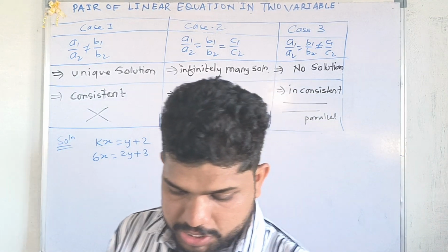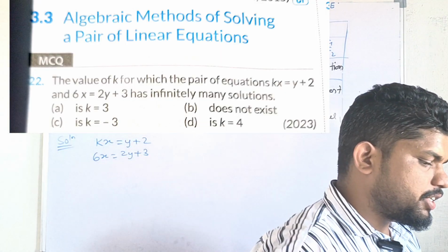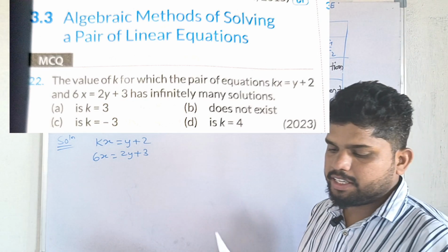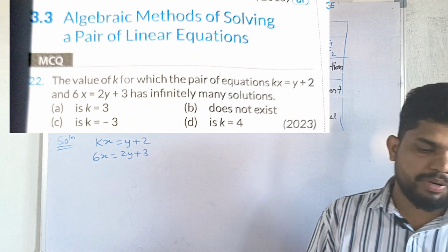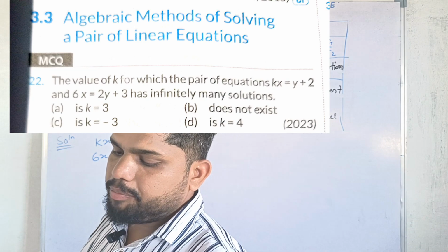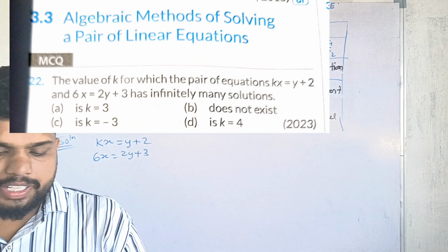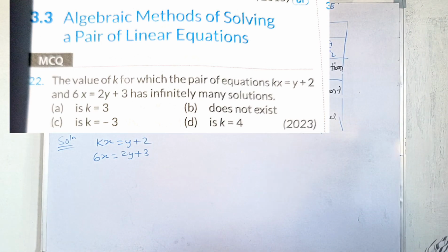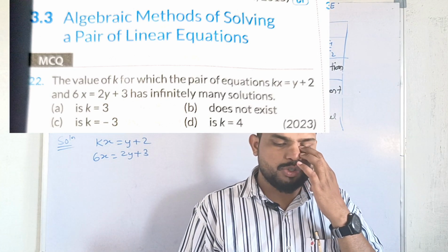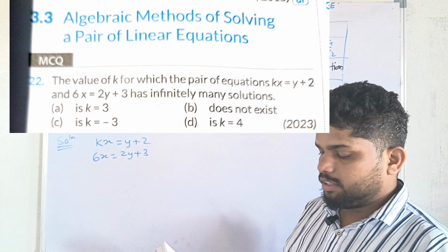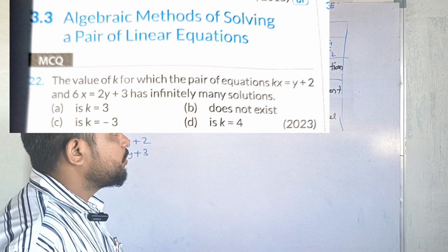Now dear students, one more question you can see on your screen, which says: the value of k for which the pair of equations kx is equal to y plus 2 and 6x is equal to 2y plus 3 has infinitely many solutions. Your options are k is equal to 3, the value of k does not exist, k is equal to minus 3, and k is 4. Everyone pause the video and try to solve it. Now I am giving you the solution on the whiteboard.